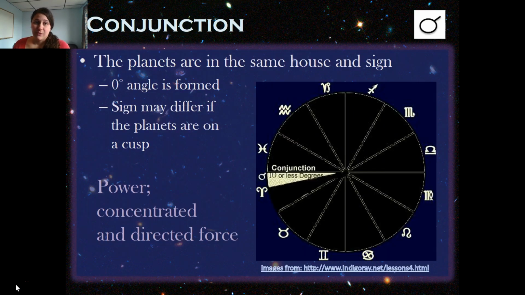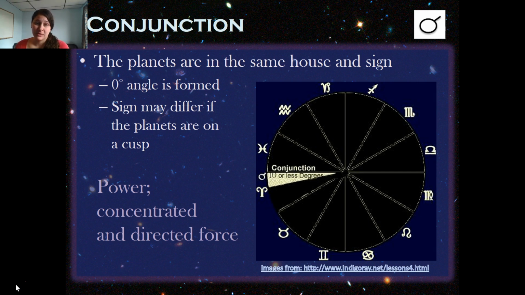So the first aspect is called a conjunction. This happens when the planets are in the same sign, in the same house. Sometimes the sign will be on the cusp, and it'll be technically in two houses. In that case, you can have two planets that are within 10 degrees, but one is in one house and one is in the other. That's not a conjunction. They have to be in the same sign and the same house.